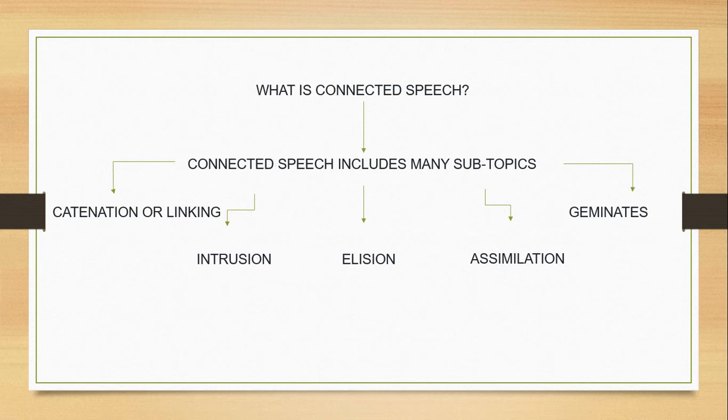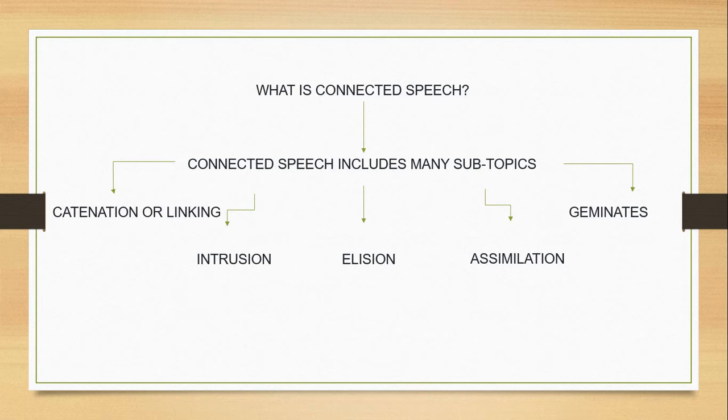What is connected speech? Connected speech means when we speak a language, words have some effects on each other. We don't always pronounce words completely, separately, with a neat pause in between. In fact, many words affect each other when you put them into phrases and sentences. The end sound of one word often affects the beginning of the next word.